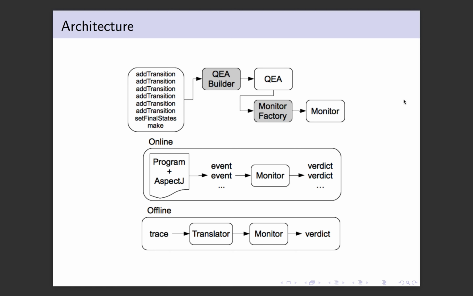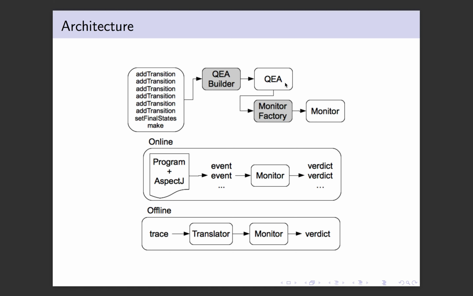So I'm going to break down three uses of the MarQ tool and just give a quick demonstration of those. And the three uses are defining QEA to produce monitors, and in this scenario you define a QEA using a QEA builder and then pass that QEA object to a monitor factory which analyzes the structure of the QEA and builds a monitor which is efficient for the features we see in this QEA.